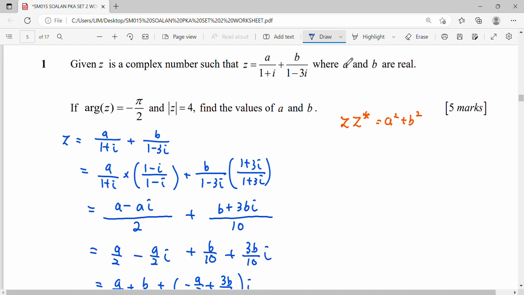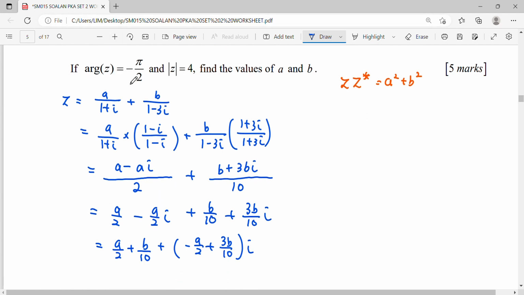So look at the question where these a and b are real numbers, are constants, and then they give you here. They say argument. Argument means the angle. The angle generated by this complex number is negative pi over 2. So where is your complex number located at? Pi over 2 is 90 degrees. Negative means clockwise. So it means 90 degrees clockwise. So your complex number will be located here.